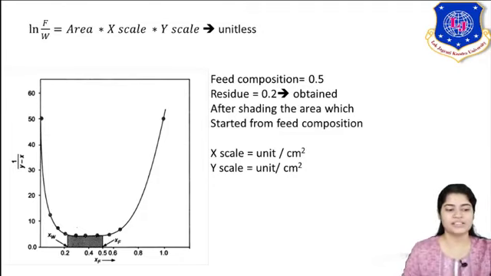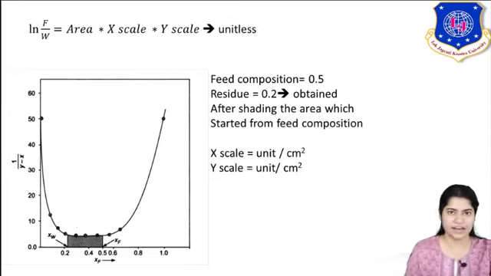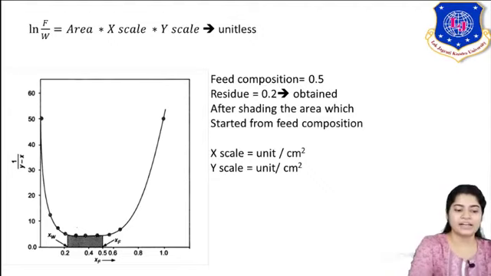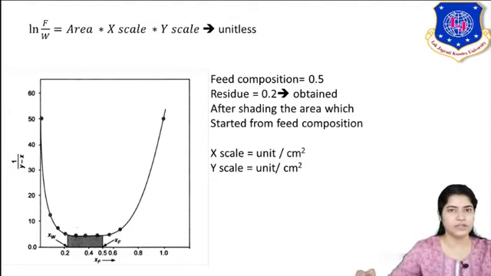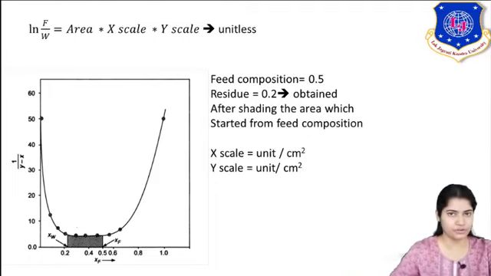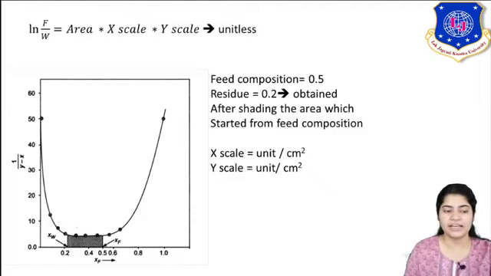So you can see in this graph of 1 upon (y minus x) versus x, the concave downward line is your equilibrium plot drawn from x and y data. Starting from 0.5, I will start to shade it, up till I have covered the area which is obtained. How do you calculate area? Your area is ln F upon W, that value you know, divided by x scale into y scale.